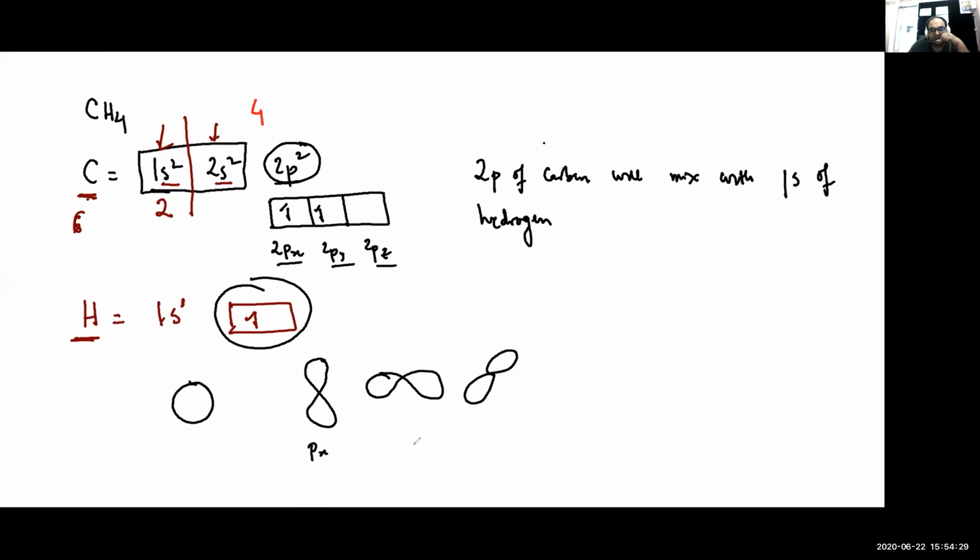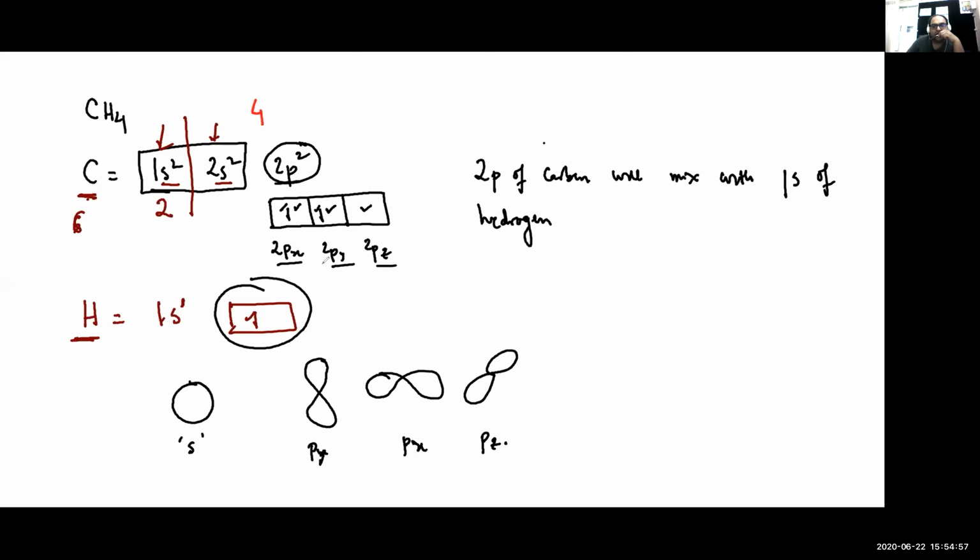px, py, sorry, this is py, this is px, and this is pz. So, and this is s. So how many s is involved? 1. How many p is involved? 1. No, p is involved. P is involved, one, two, three.